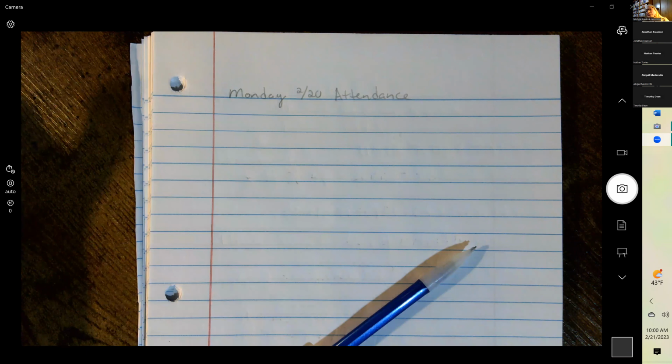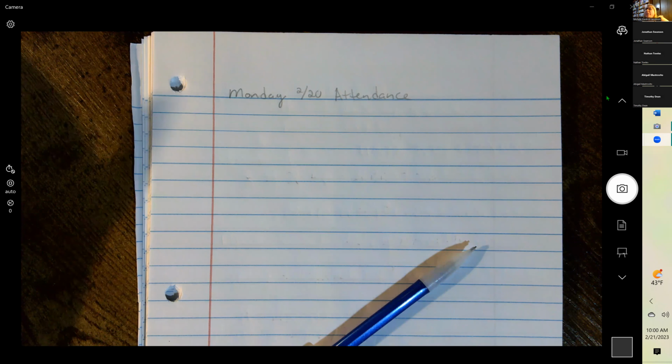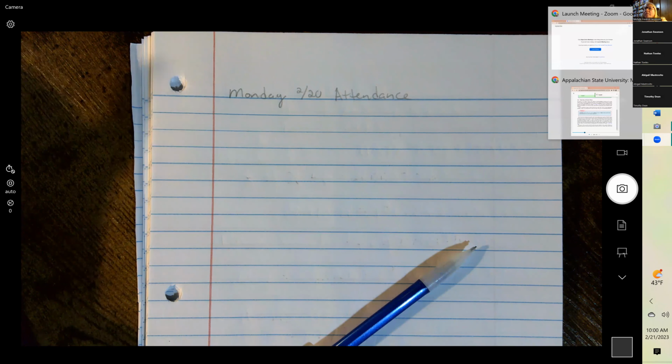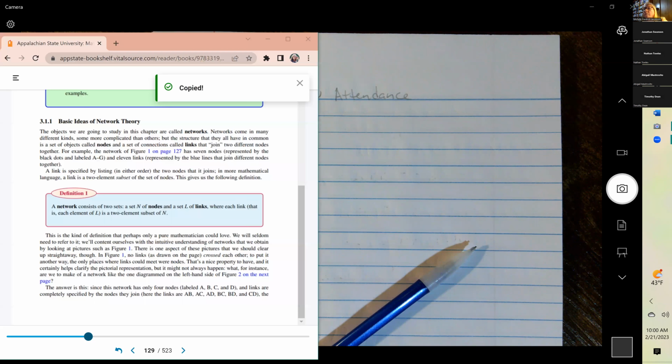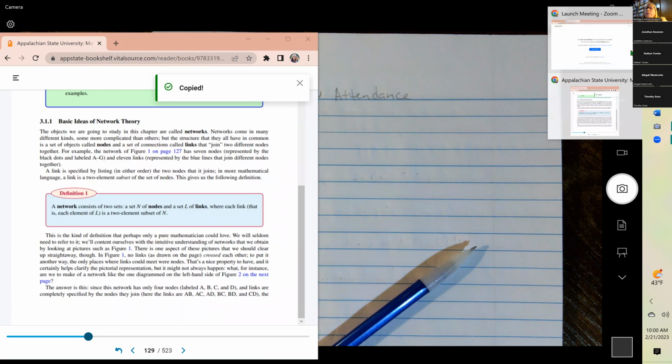So the problem, lost my mouse. There it is. Nope. There it is.